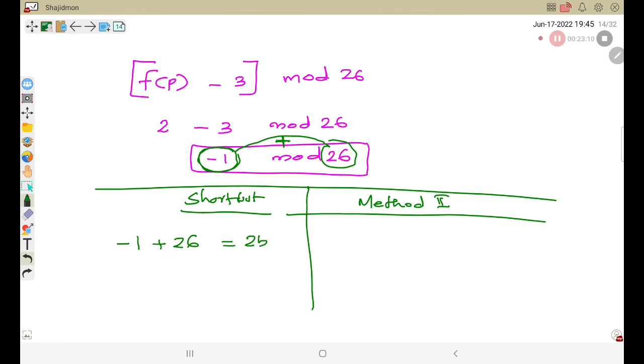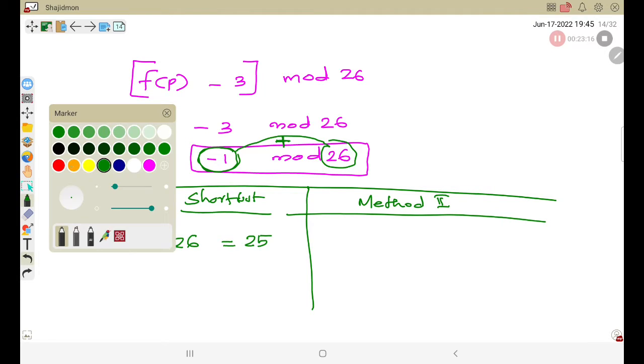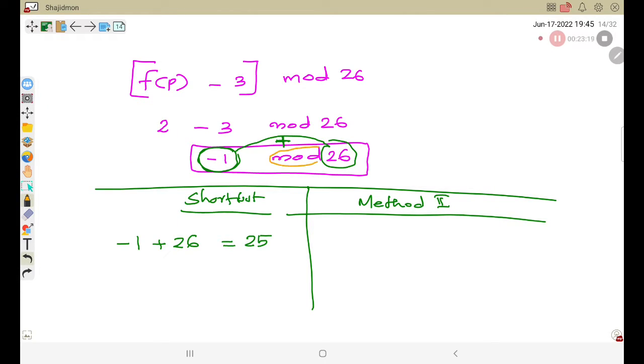So you will get 25, correct? Minus 1 plus 26 equals 25. So this is the number. Always remember, mod means nothing but remainder. Now what is the actual method? Minus 1 divided by 26. From the calculator you will get minus 0.03846, and it continues like that, correct?